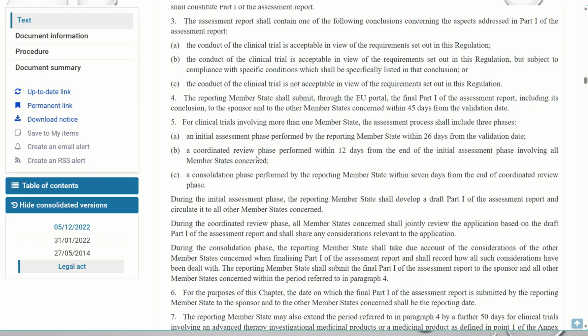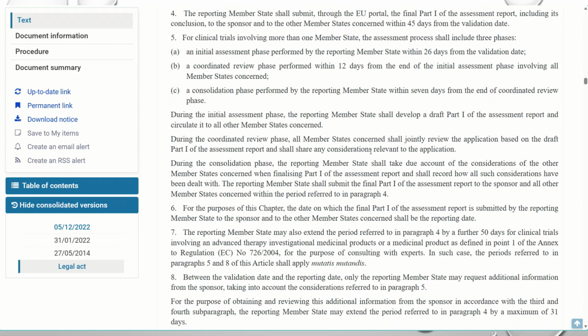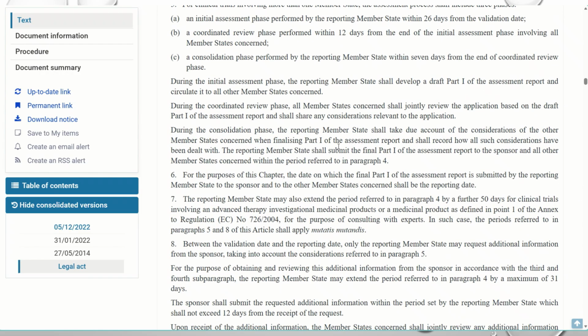This involves all the member states, and then you've got another 7 days for consolidation review. Most of the procedures that I've read, I think all of them, including substantial modification, and what's the other one? Addition of a new member state if you've got any additional data. So it's 26 days plus 12 days plus 7, which makes a total of 45 days maximum. And then you have 5 days to give your final decision.